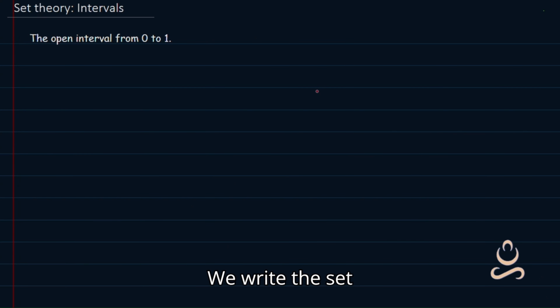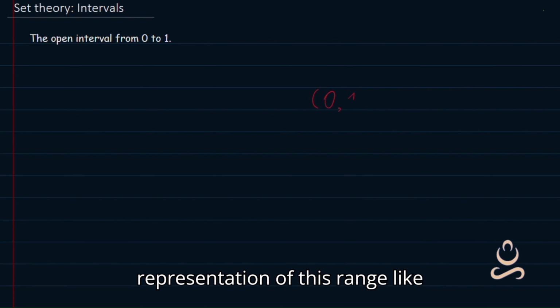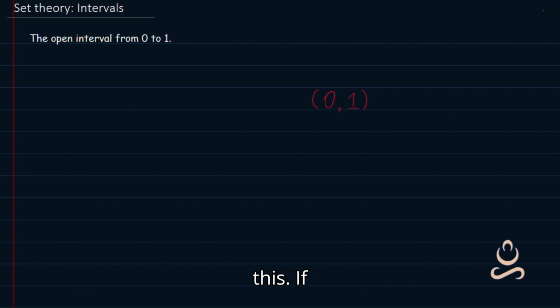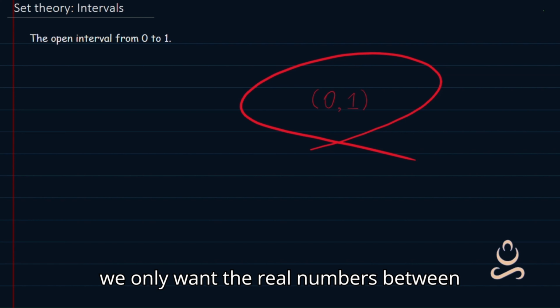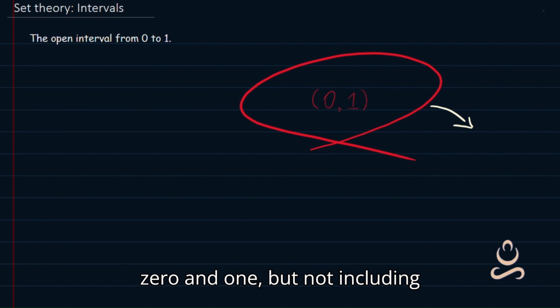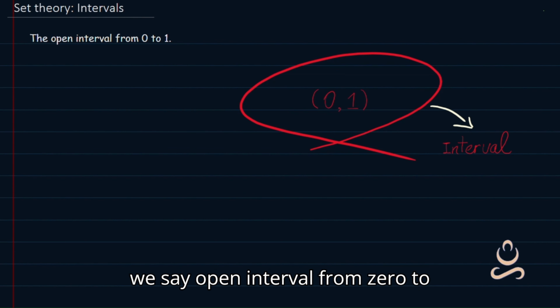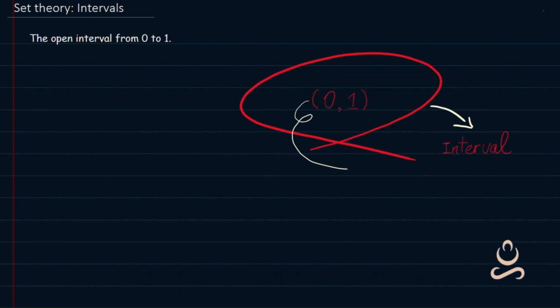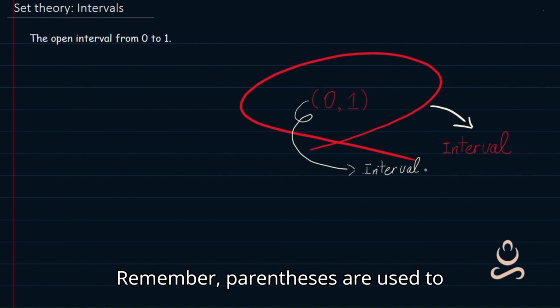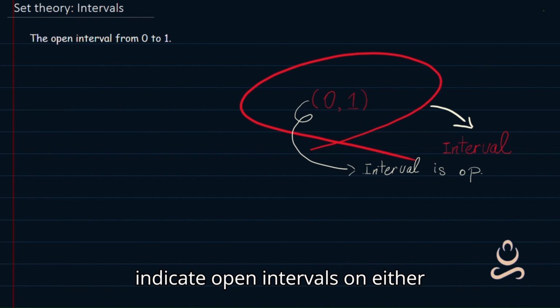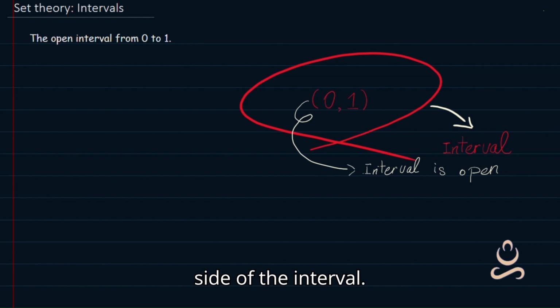We write the set representation of this range like this. If we only want the real numbers between 0 and 1 but not including 0 and 1, we say open interval from 0 to 1. Remember, parentheses are used to indicate open intervals on either side of the interval.